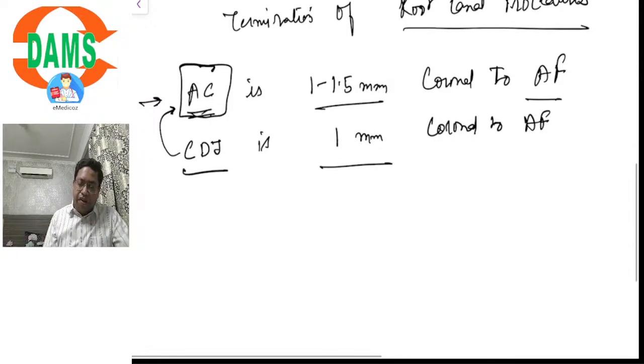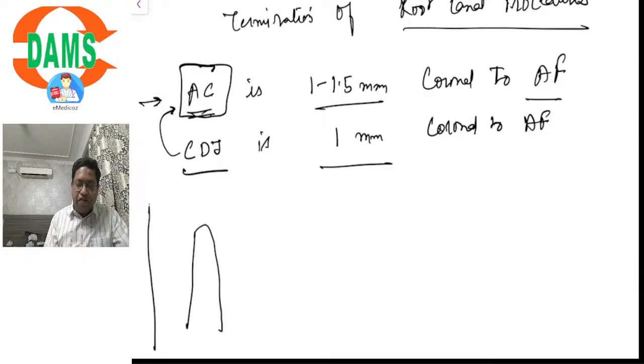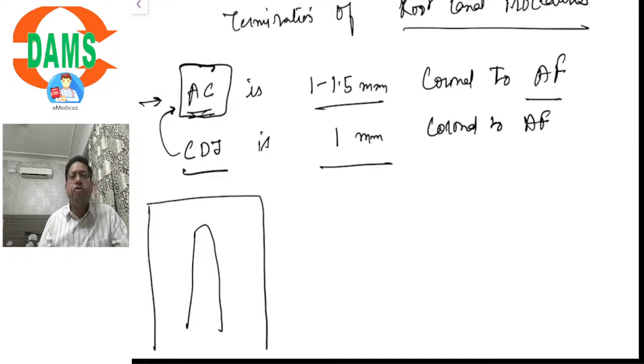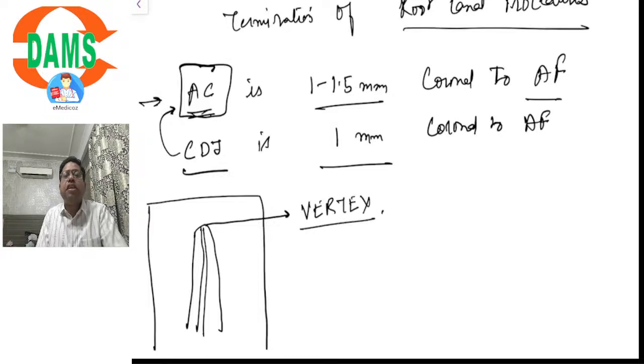Now, if we look at the radiographic appearance of the tooth root on an X-ray, we are not able to identify the apical constriction. But what we see is termination of the root end. There would be a root canal and there would be termination of root end. This tip or end of the root is called vertex. The highest point in the termination of the root is called vertex.